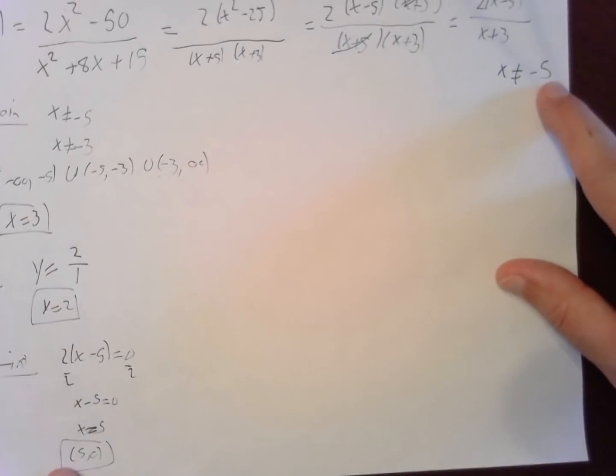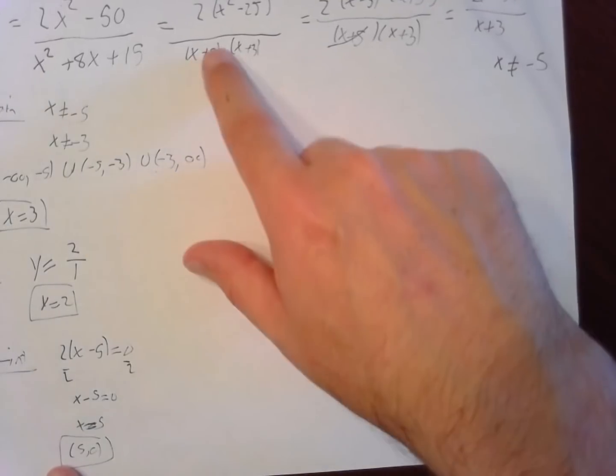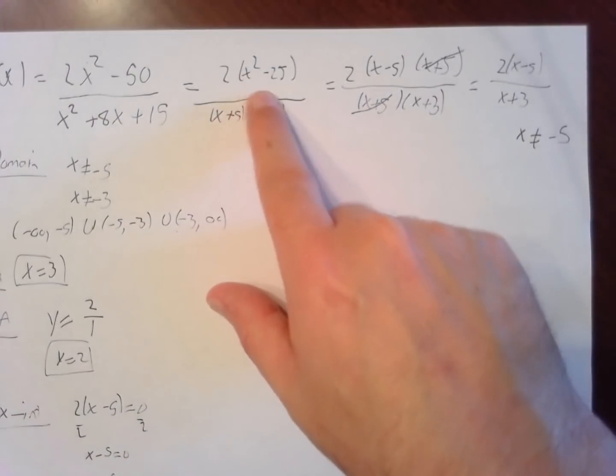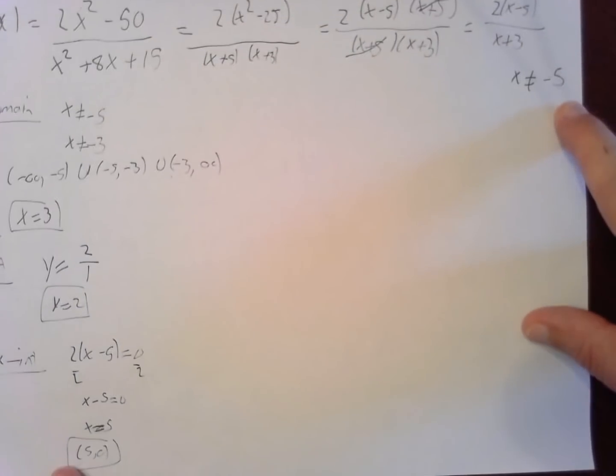That 5 has nothing to do with that 5. The only reason we got 5s floating all over the place is we had a difference of squares, x squared minus 25. So don't let this 5 and that 5 get you confused. They're not related.